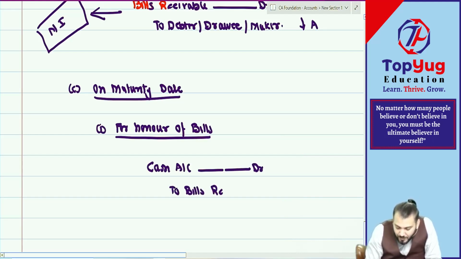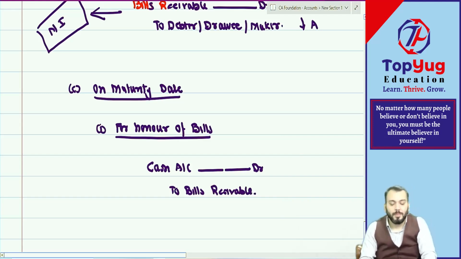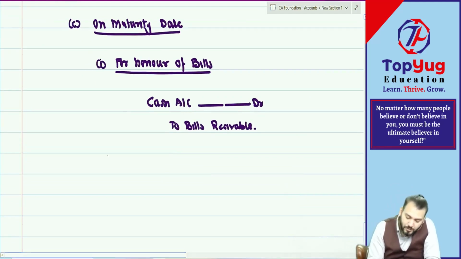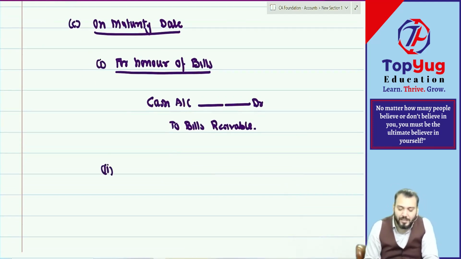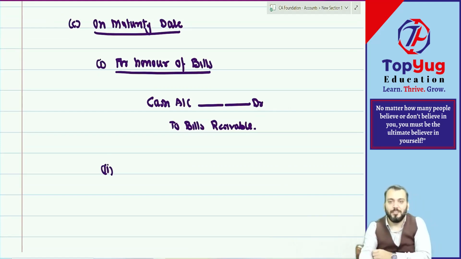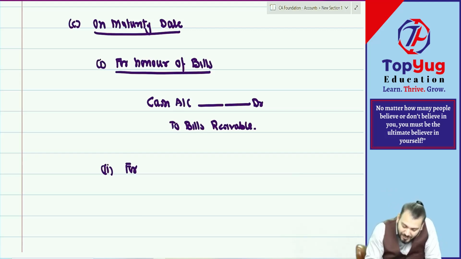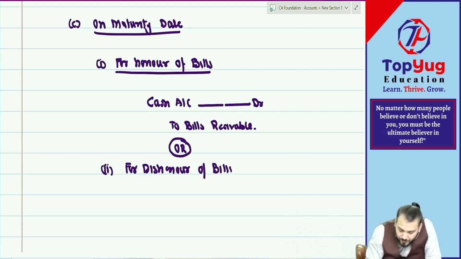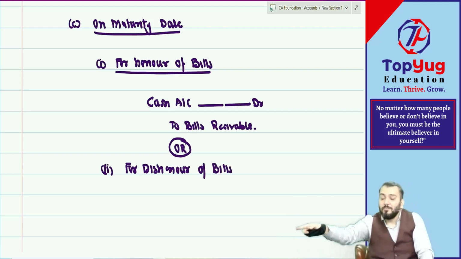To bills receivable. Correct. Understood. Now, if you can give me this journal entry, it means you have understood. I think no explanation is required for honor of bill. Correct. Now, for dishonor of bill, either these or these. For dishonor of bill.